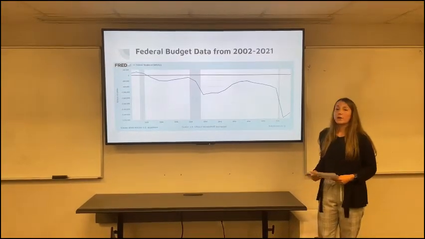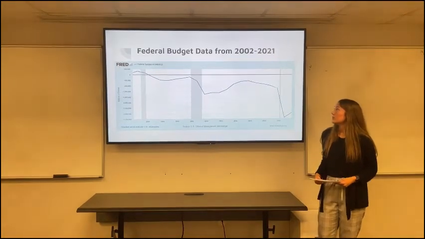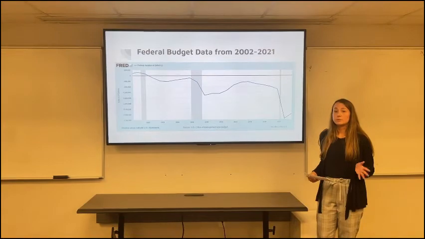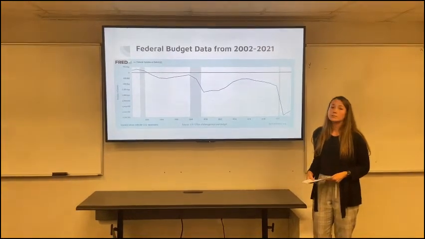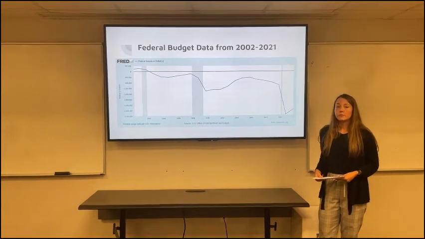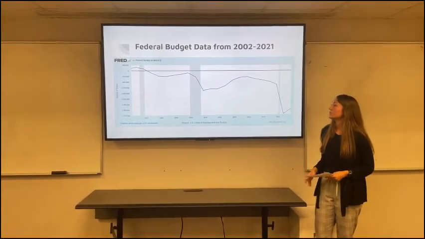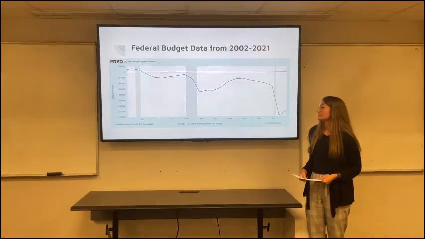The next thing that we'll be talking about is the federal budget deficit. This graph displays federal budget data from 2002 to 2021. It's also from the St. Louis Federal Reserve Bank. The last time that the United States had a federal budget surplus was in 2001, and as seen in this graph, every year since, there has been a deficit.